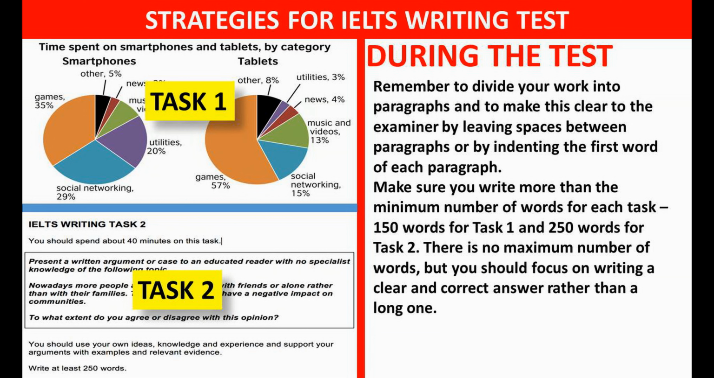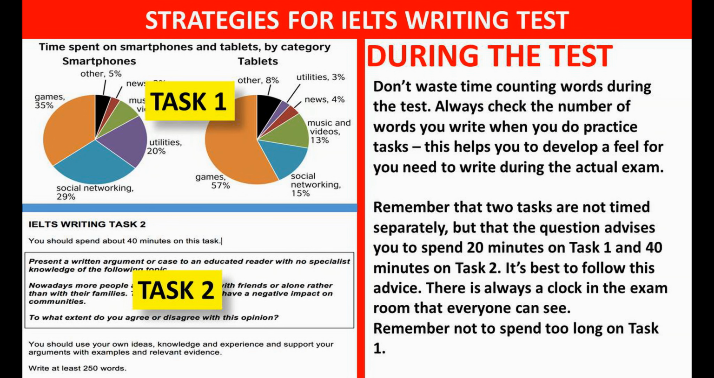Make sure you write more than the minimum number of words for each task, 150 words for task 1, and 250 words for task 2. There is no maximum number of words, but you should focus on writing a clear and correct answer rather than a long one. Don't waste time counting words during the test. Always check the number of words you write when you do practice tasks. This helps you to develop a feel for what you need to write during the actual exam.